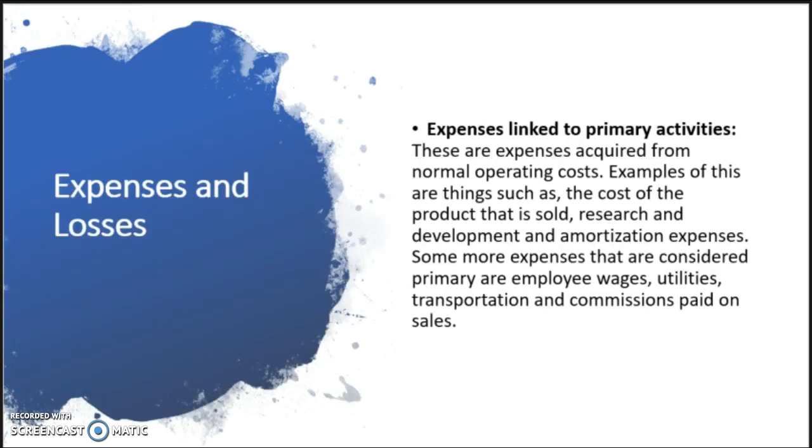Next, for expenses linked to primary activities. These are expenses acquired from normal operating costs. Examples of this are things such as the cost of a product that is sold, research and development, and other expenses. Some more expenses that are considered primary are employee wages, utilities, transportation, and commissions paid on sales.